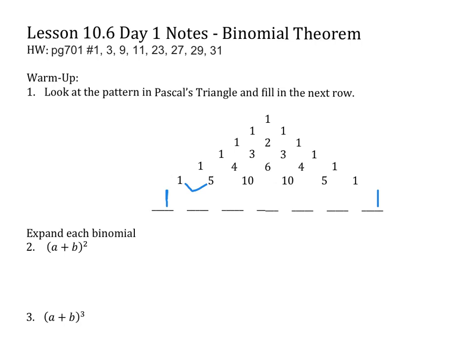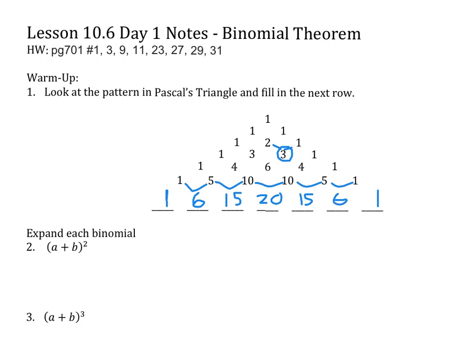So you see a 1 and a 5, add those together and you get 6. 5 and 10, add those together, you get 15. 10 plus 10 makes 20. And then 10 plus 5 again makes 15. And 5 plus 1 makes 6. If you look at any other number, like take this 3 for example, that 3 came from 2 plus 1. So that's how you make Pascal's triangle.